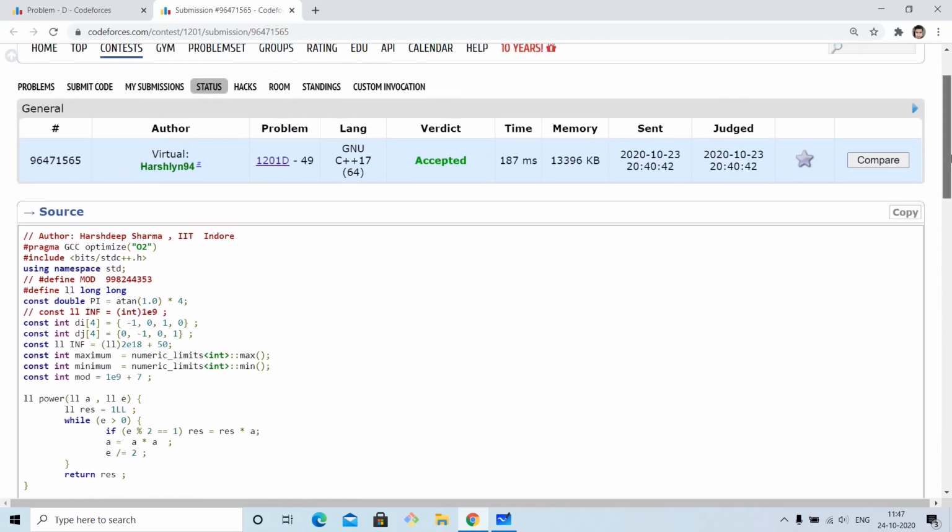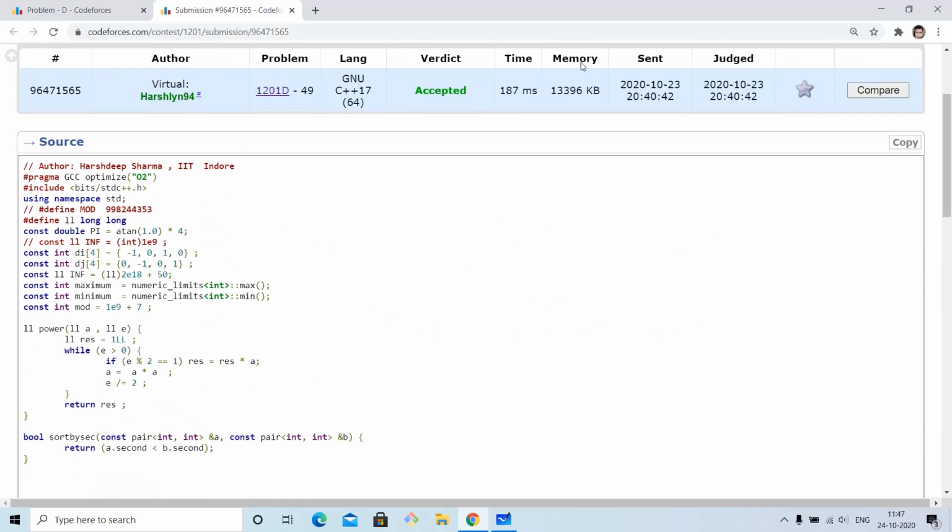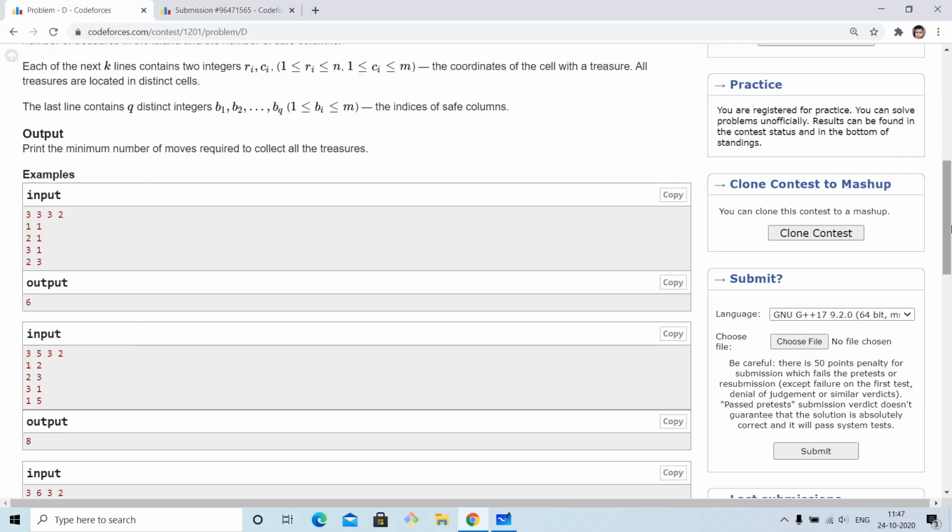So I hope you understand this problem. This is a very beautiful dynamic programming problem. So with this note, I will terminate now.